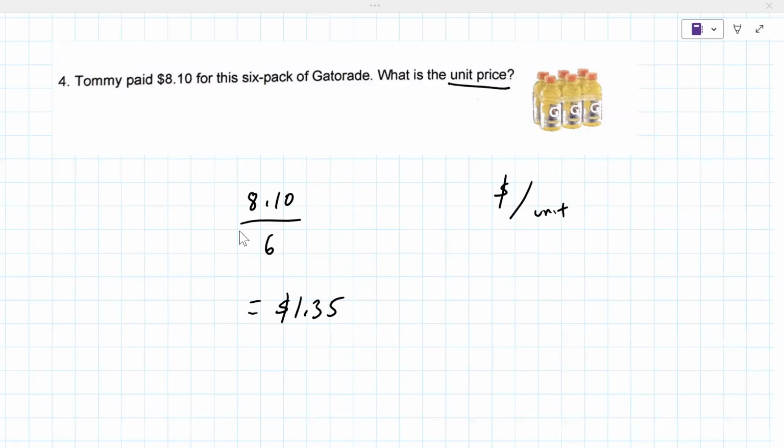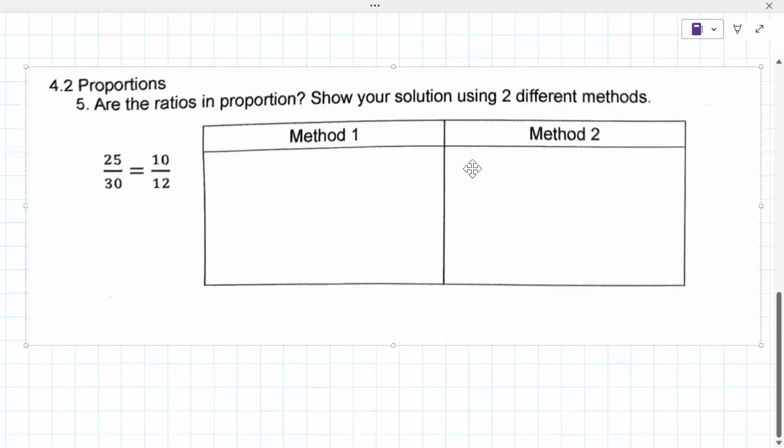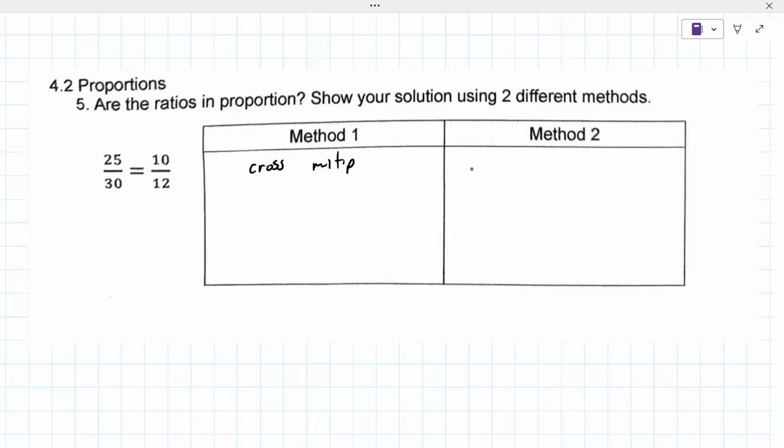Okay, number five. I like that your teacher is saying, hey, there's two methods here, let's do two methods. The first is cross multiplying, and what's the other one? Reducing or increasing, so reducing and increasing to see if you can get the same number. Which one do you call method one? Do you like to call that cross multiplying? Okay. 20.